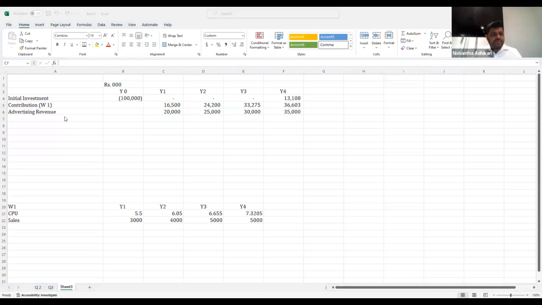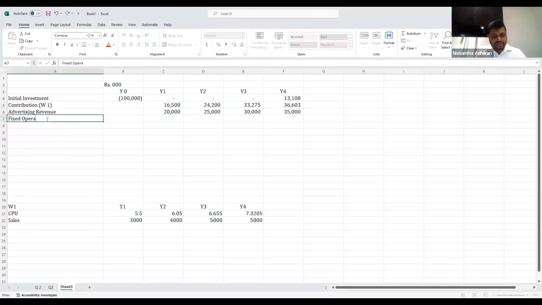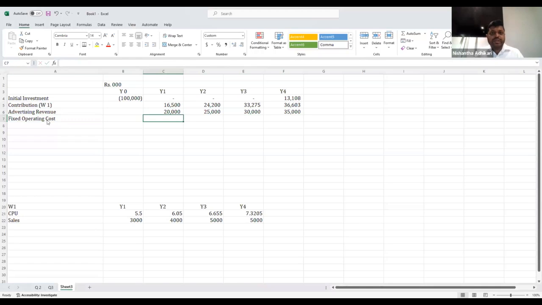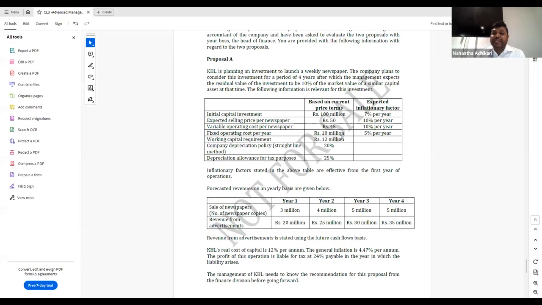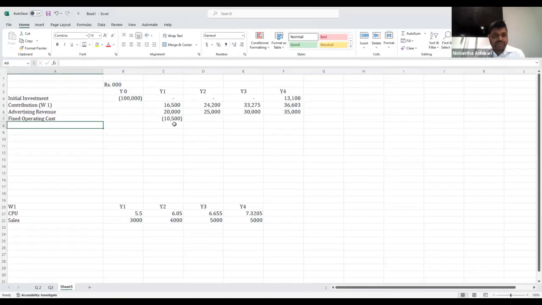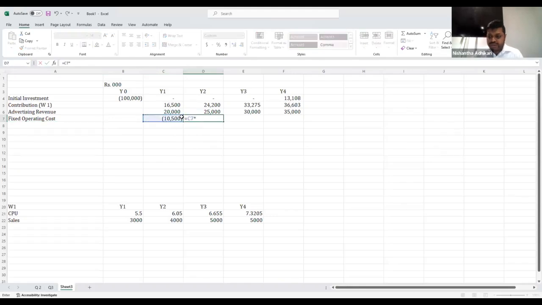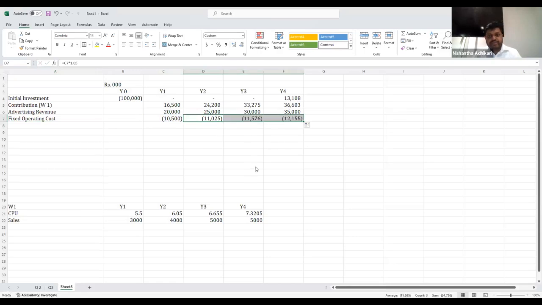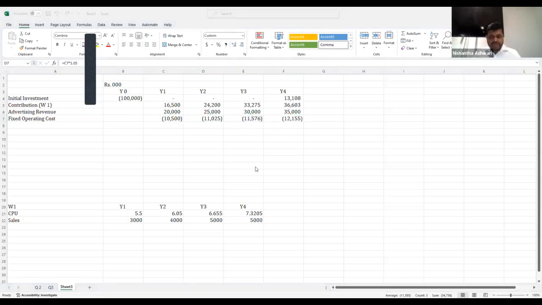Fixed operating cost, I will show you. Fixed operating cost is 10 million per annum. It will increase by 5% each year. Then I will work out minus 10 million increased by 5% each year. Then drag and drop.